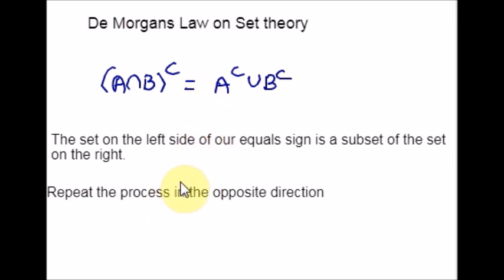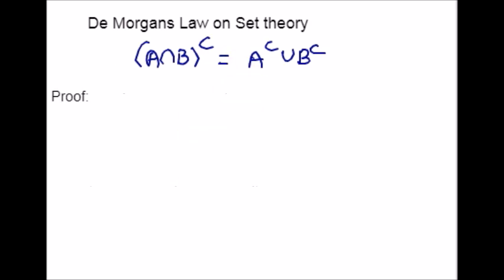Now let us see the proof of one of the laws. As I said earlier, I am going to prove this using the procedure of double inclusion. So we will see how to prove De Morgan's law: the complement of A intersection B equals A complement union B complement. First, suppose that X is an element of the complement of A intersection B. We are just assuming some element from this set. So this means that X is not an element of the set A intersection B.